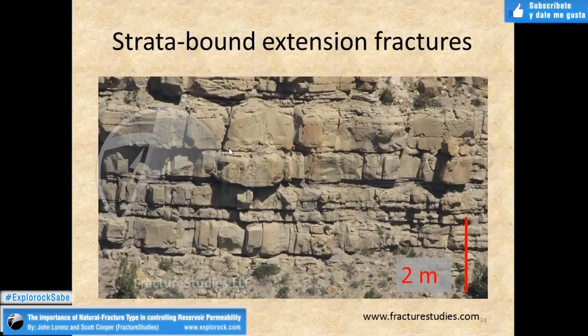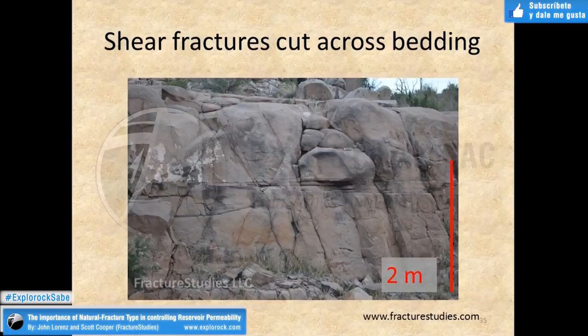So here's a shear fracture coming down. It's cutting across this little shale parting in here, and these fractures give you much better vertical connectivity within a reservoir because they involve shear parallel to the fracture plane, which offsets some of these minor bedding discontinuities that are created by the sedimentology in the system.